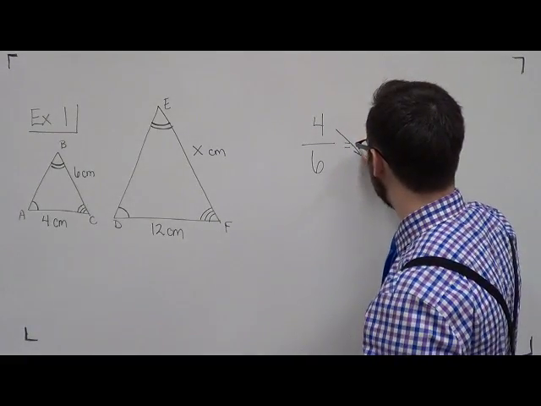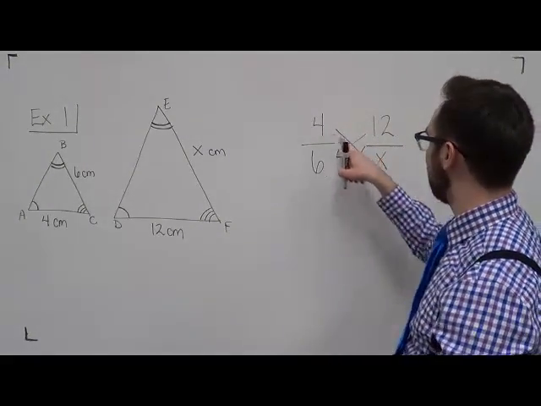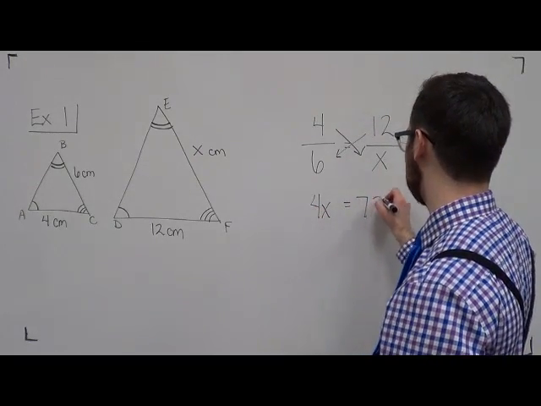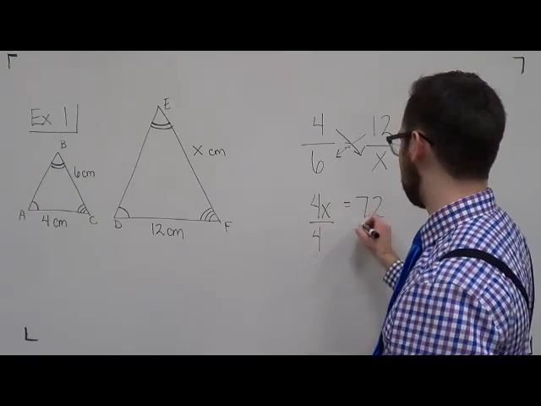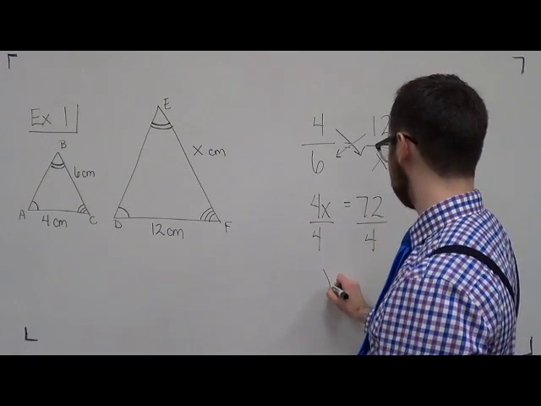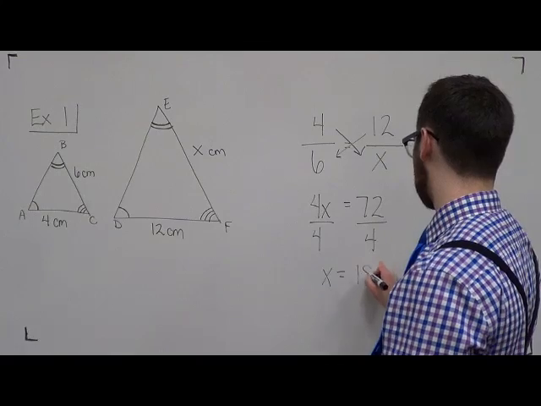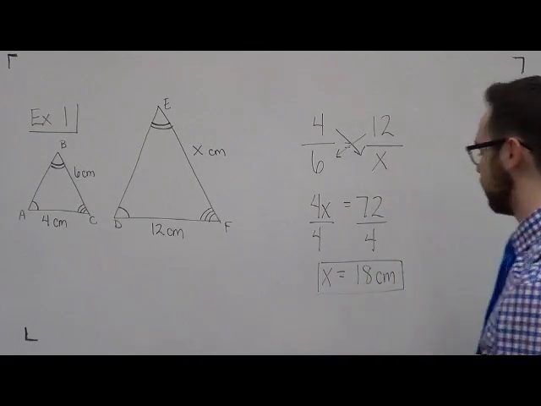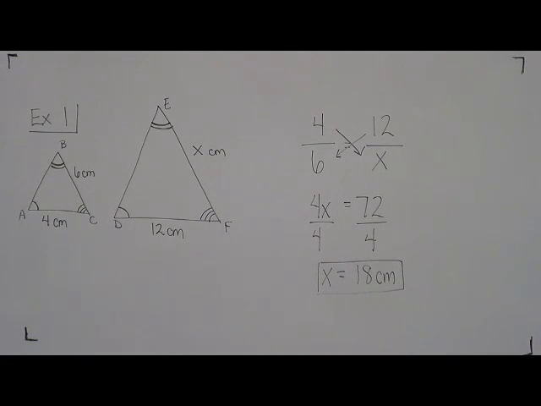Again, remember, we cross multiply. So 4 times x gives us 4x. 6 times 12 gives us 72. And then when I divide both sides by 4, it is going to be 18 centimeters. And so that's what we're looking at here, and the application that's going to happen with the proportions and the similar figures.